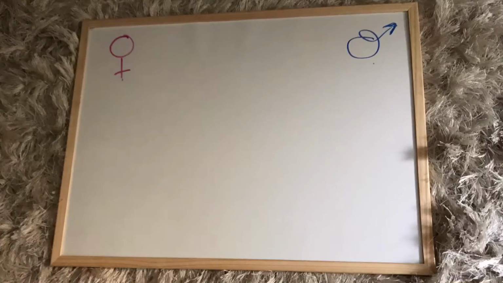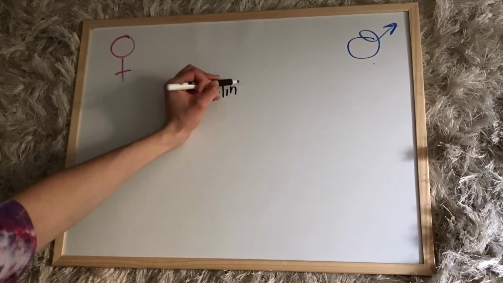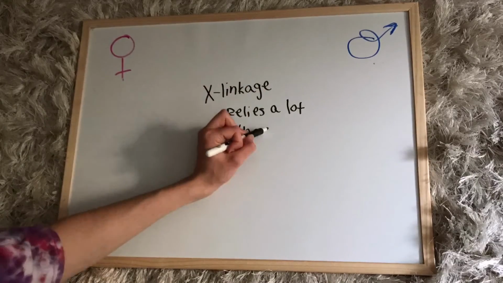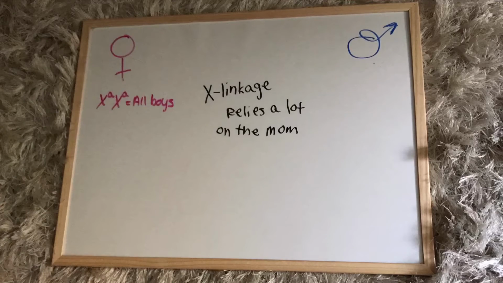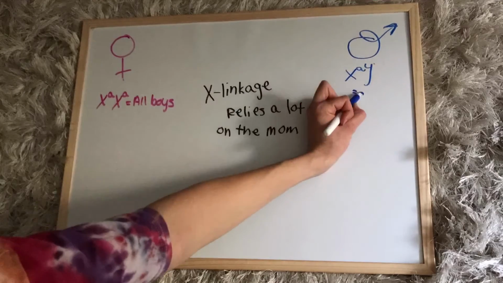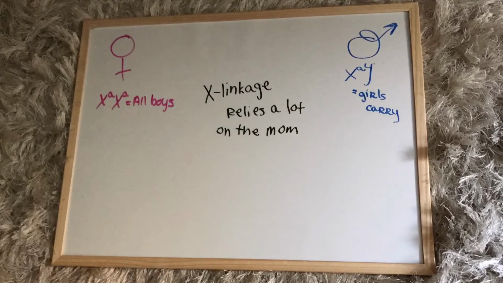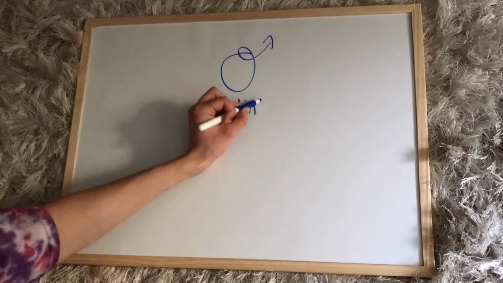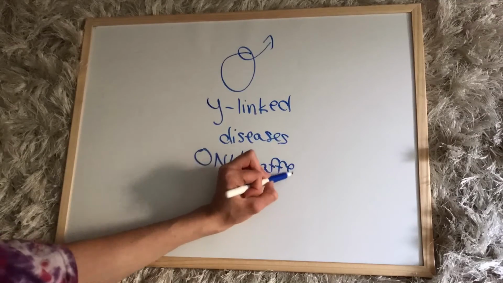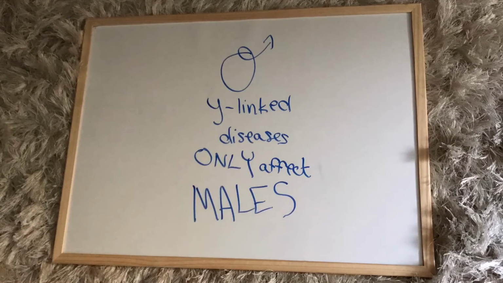As you can see from this Punnett square, X-linked diseases rely a lot on the mother's genotype. For example, if I have an affected mother, then all of her sons are going to be affected with the disease, whereas if I have an affected father, his faulty X chromosome only goes to the girls who can carry it. Another form of sex-linked disease is Y-linked diseases, and those only affect males.